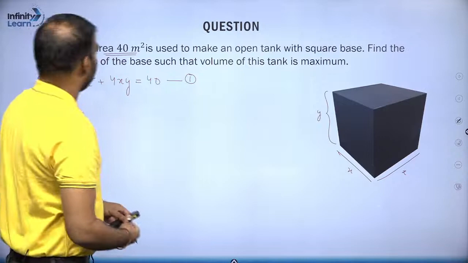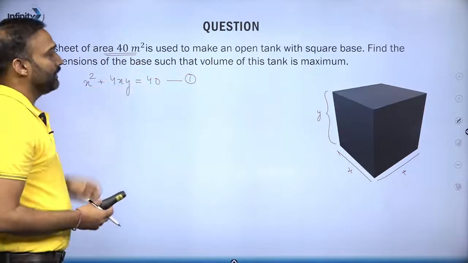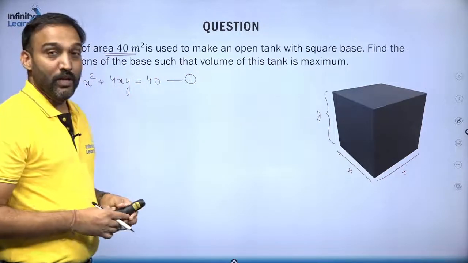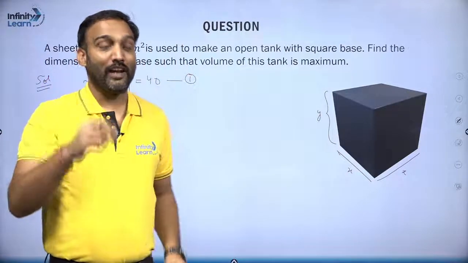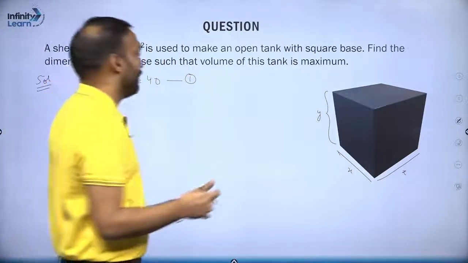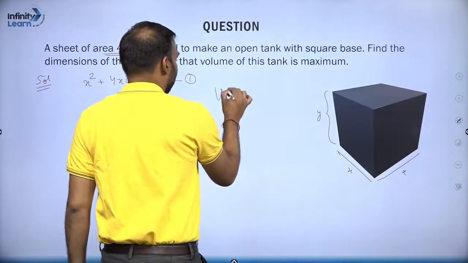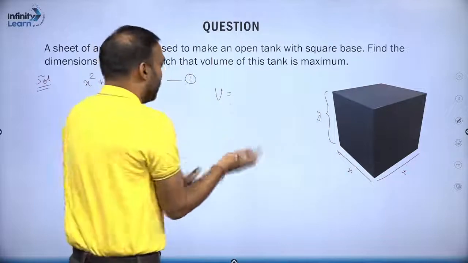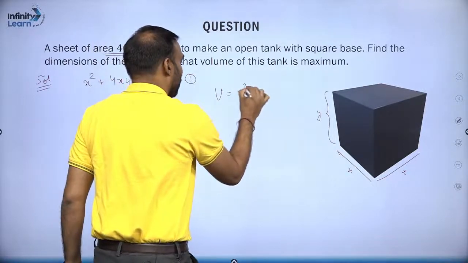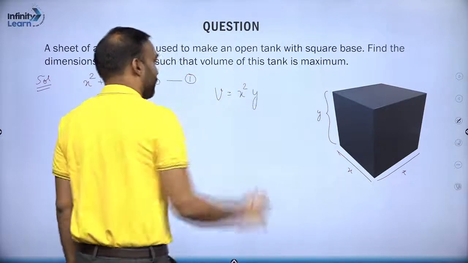Now what do we have to find? We have to find the volume and we need to make it maximum. So if volume needs to be maximum, we have to differentiate the volume. So I need to find out the volume in terms of some variable. So what is the volume? Volume of this tank would be area of the base into height. What is the area of the base? X square. What is height? Y.